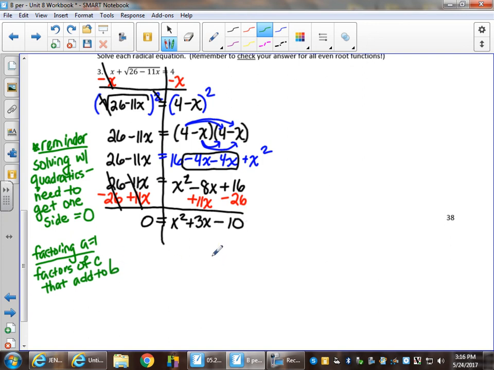That add to b. So here, factors of negative 10, that's my c value, that add to 3. My first thought is 5 and 2. Because c is negative, I get to see if I want negative 5 or negative 2 to multiply to get a negative 10. To add to be a positive 3, 2 needs to be negative. So for my factors, it's going to be x plus 5 and then x minus 2. And that's prior knowledge, so I'm hoping we're comfortable with how we just factored that.